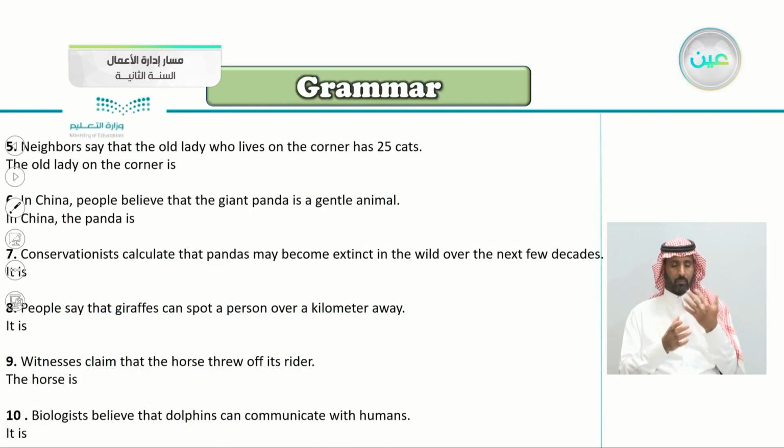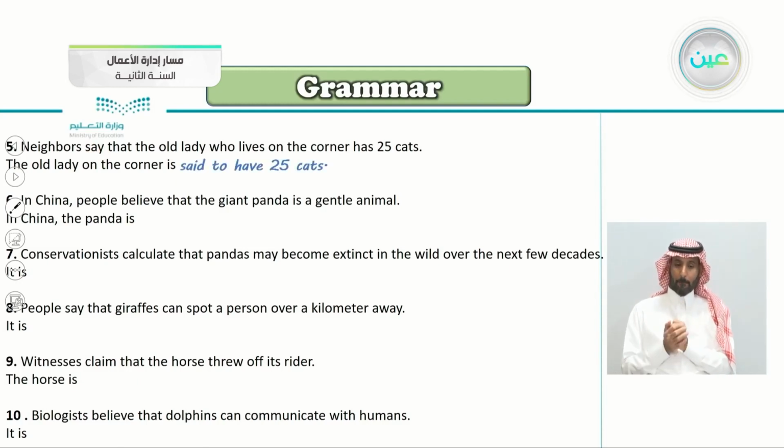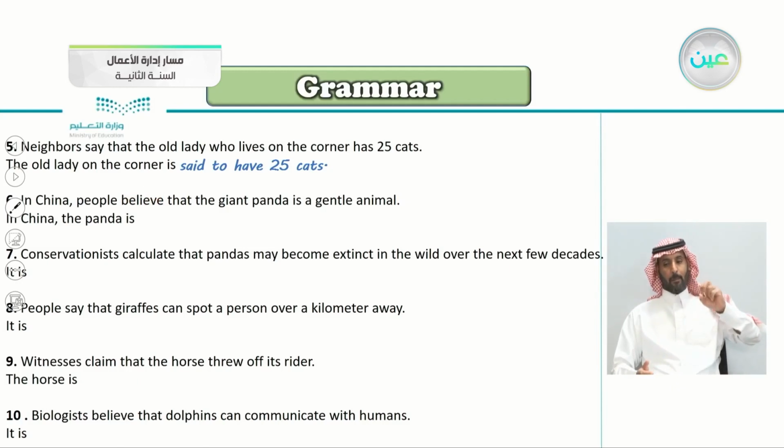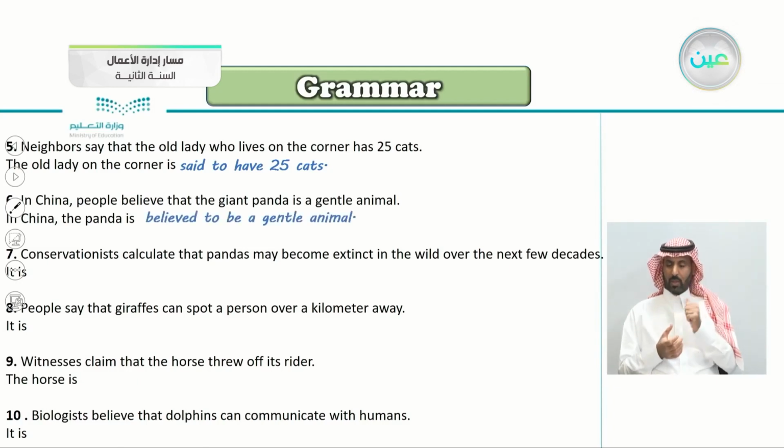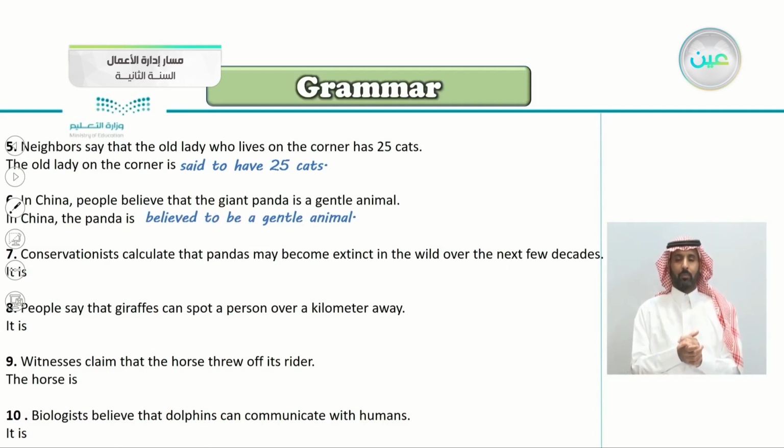Number 5 here, neighbors say that the old lady who lives on the corner has 25 cats. Neighbors say. So the old lady on the corner is, yes, said to have 25 cats. Number 6, in China, people believe that the giant panda is a gentle animal. So in China, the panda is, yes, believed to be a gentle animal.